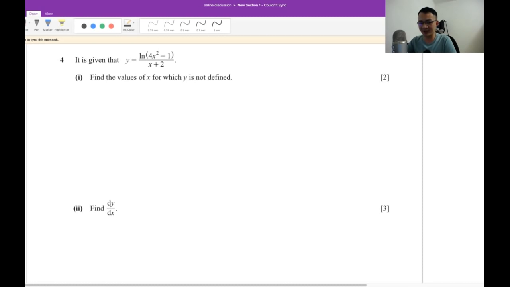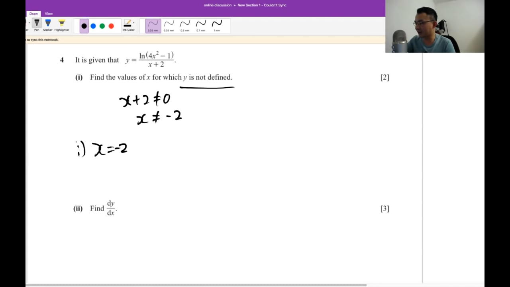Okay, the first answer is definitely x plus 2 cannot equal 0, right? So x cannot equal negative 2. So your first answer for x to make y undefined is x equals negative 2. This one definitely is your first answer. Now I'm thinking, because it is 2 marks, I believe you have more than one answer.